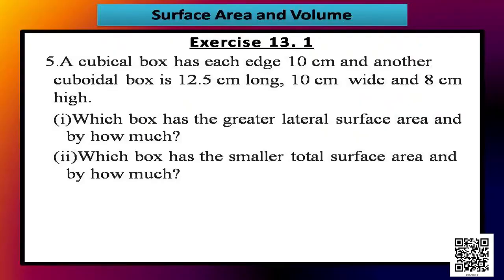Let us discuss question number 5. It says a cubical box has each edge 10 centimeter and another cuboidal box is 12.5 centimeter long, 10 centimeter wide and 8 centimeter high. Which box has the greater lateral surface area and by how much? Which box has the smaller total surface area and by how much? So let us now discuss the solution.